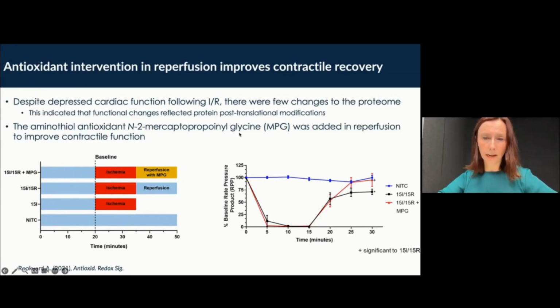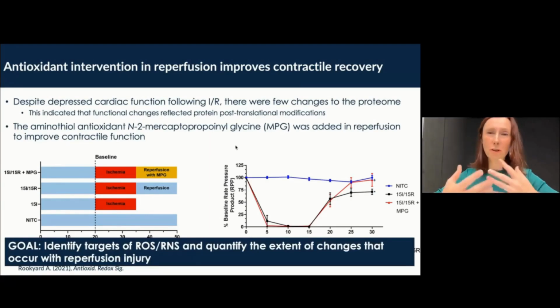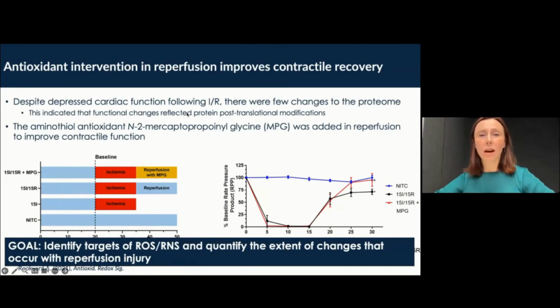But really nicely, by including MPG in our perfusate, we're able to restore functionality to hearts that would otherwise show a drop, with a return to baseline contractility of about 75%. Okay, so now that we've seen this, we obviously want to identify what our targets might be. Considering that MPG is an antioxidant, we want to consider what those targets are that MPG is protecting against.